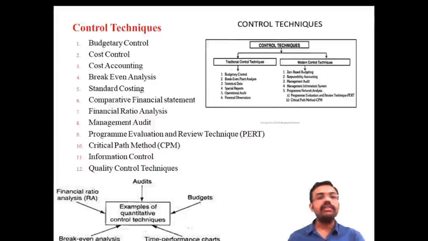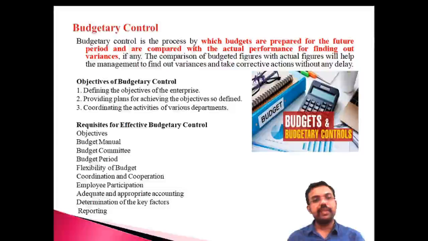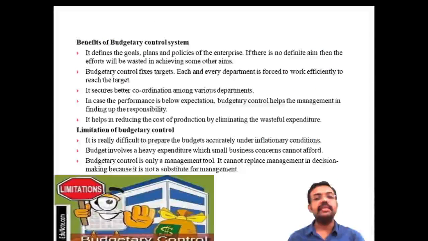These are the important controlling techniques: budgetary control, cost accounting, break-even analysis, and quality control techniques. The first one is budgetary control. That means a budget is prepared for comparing the actual performance with the standard and finding out the variance. That's budgetary control. These are its objectives, requisites, advantages and limitations.